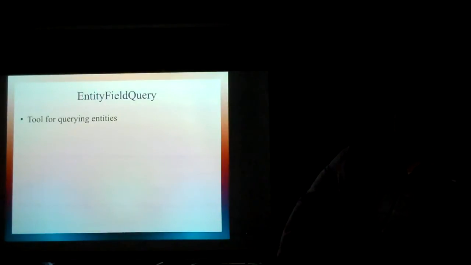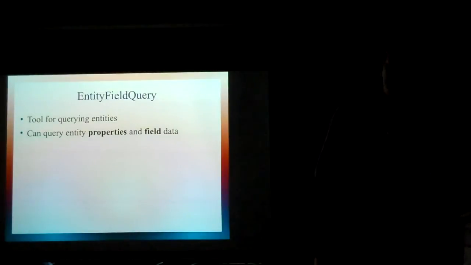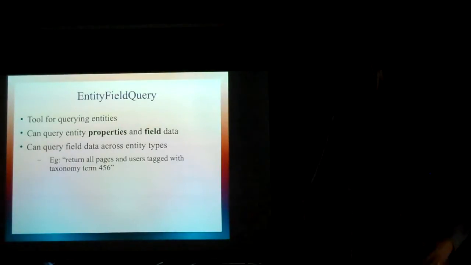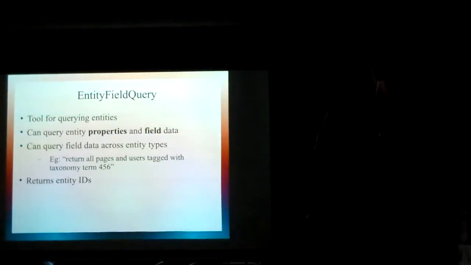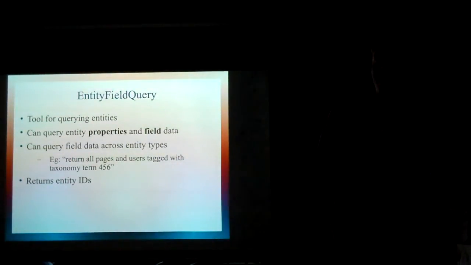So entity field queries. This is a tool for querying entities. You can query entity properties as well as field data. So keep in mind, properties are on the table. Fields are like CCK. They're in their own tables. You can query field data across entity types. So for example, you could say, I want all pages and users tagged with a specific taxonomy term, which could be powerful. And the entity field query just returns entity IDs. You then need to go on and load those yourself, usually using entity load.